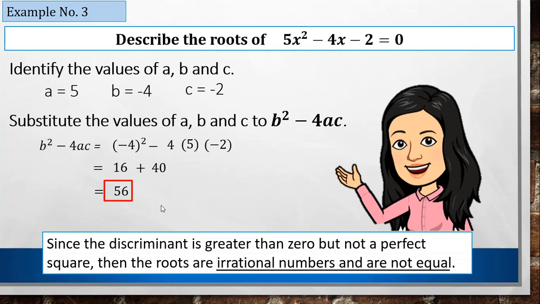So, since the discriminant is greater than 0 but not a perfect square, so si 56 ay hindi siya perfect square. So, ang nature ng roots natin ay irrational numbers and are not equal.